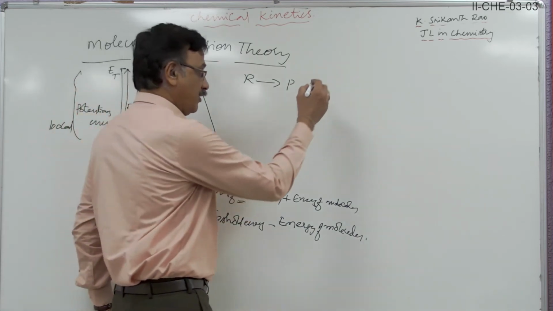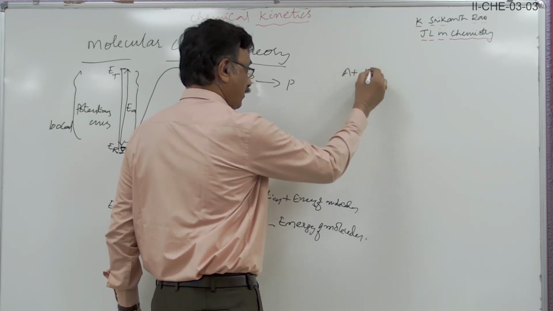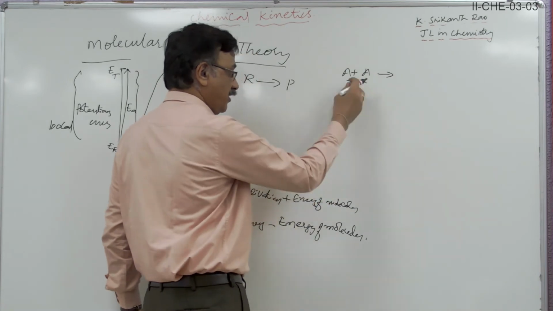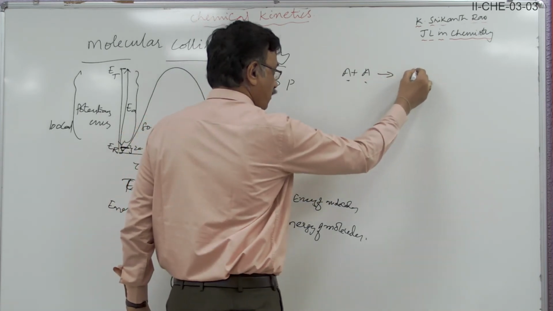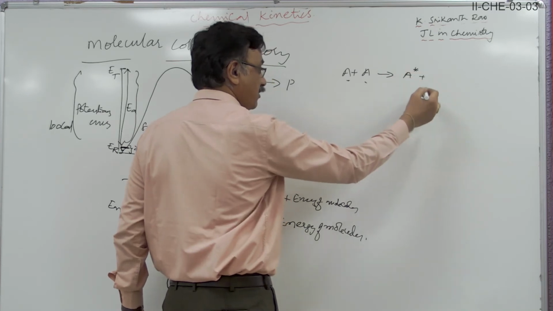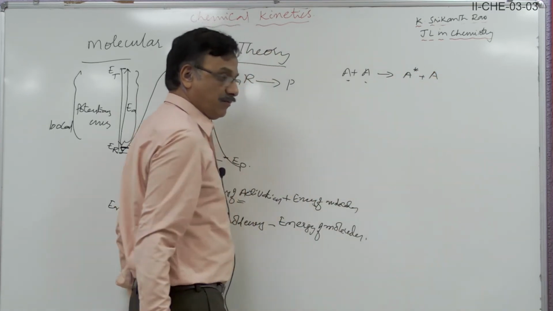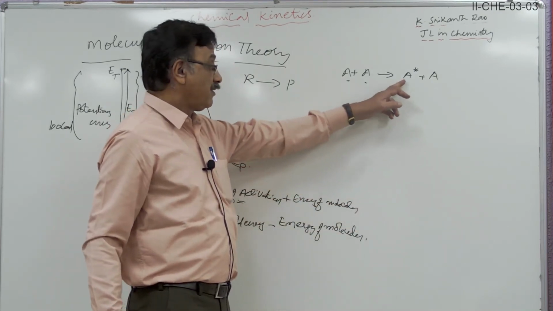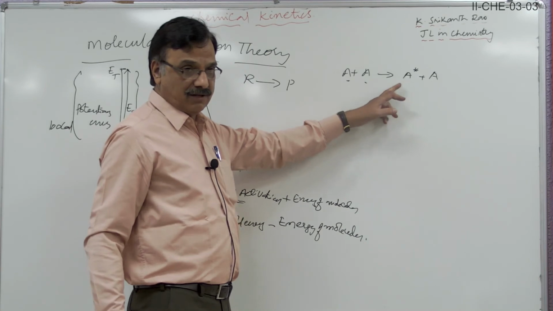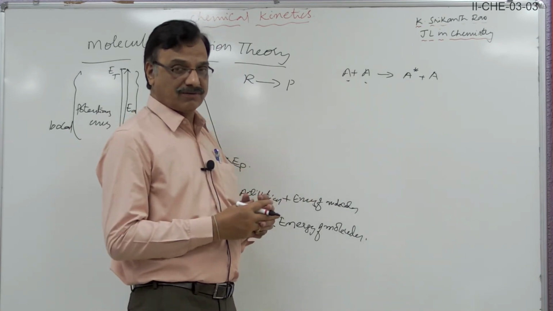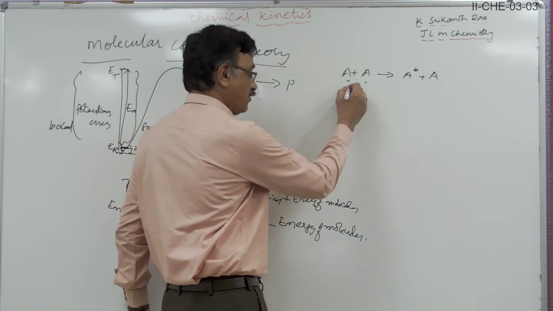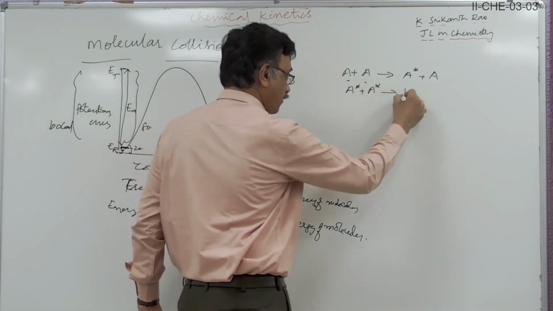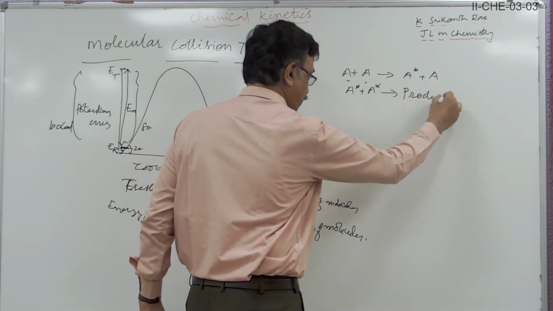For example, if you take the molecules A and A, these are normal molecules. They have some energy. During the collision of these molecules, some of the molecules change into activated molecules. A star means they have changed into activated molecules. By the number of reactions, the molecule possesses this activated state. The collision between these activated molecules leads to the formation of product. So A star plus A star change into the product.